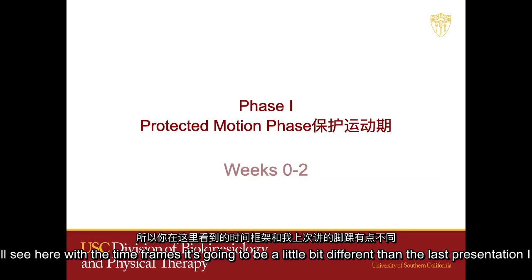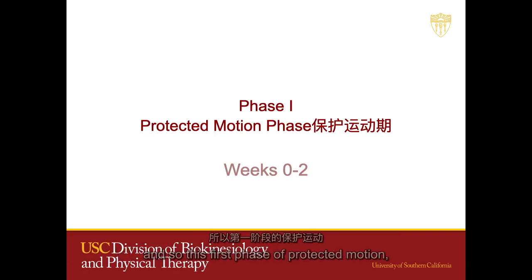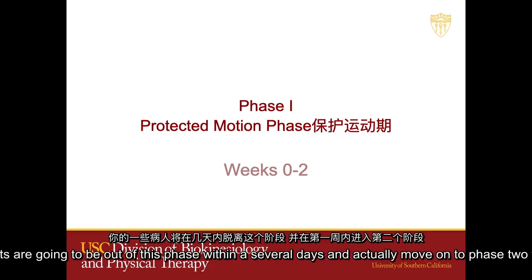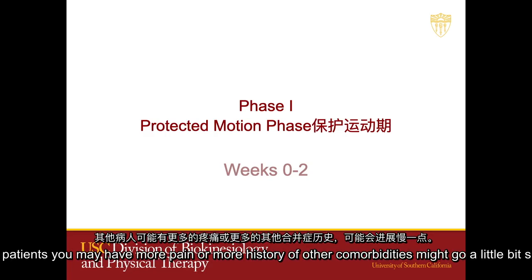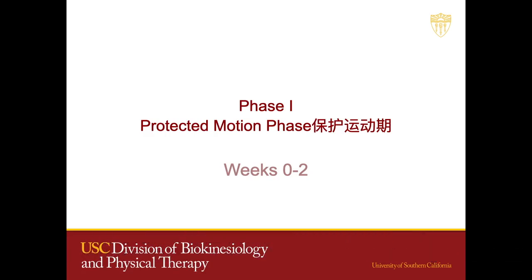So what you'll see here with the time frames, it's going to be a little bit different than the last presentation I gave on the ankle, in that some of these patients tend to be very active. And so this first phase of protected motion, you'll see 0 to 2 weeks. Some of your patients are going to be out of this phase within several days and actually move on to phase 2 within the first week. Other patients who may have more pain or more history of other comorbidities might go a little bit slower. And so this first phase may take up to 2 weeks.